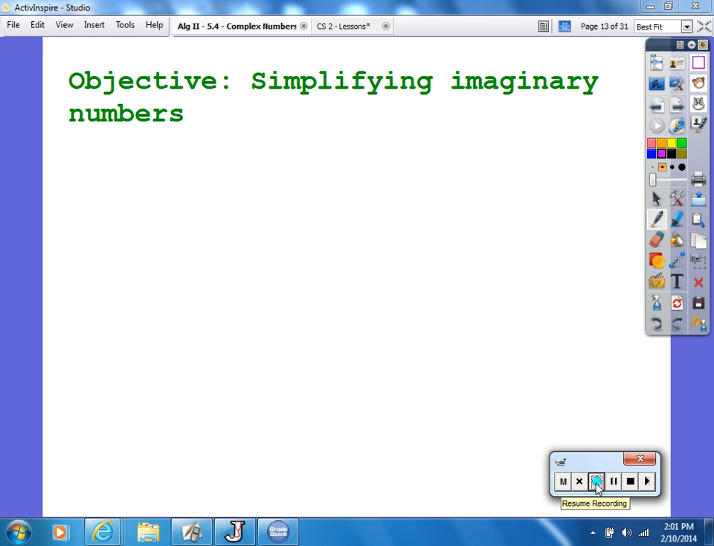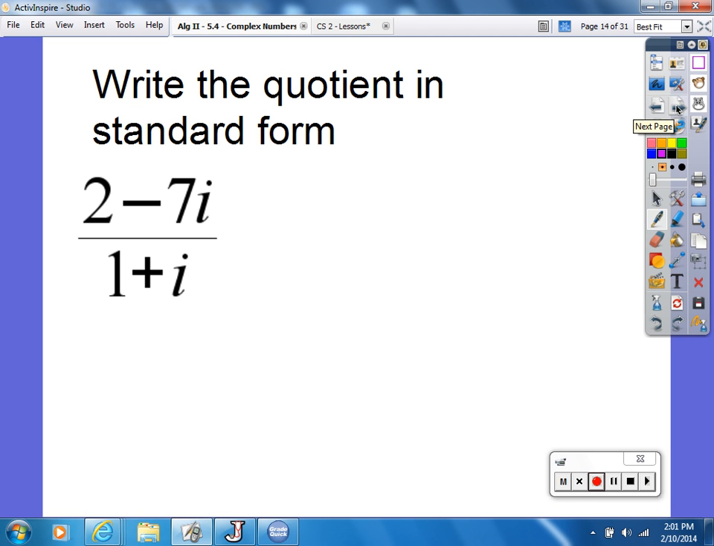So, today we are going to simplify imaginary numbers. We've already added, we've already subtracted, we've already multiplied, so we only have division actually left in the way of operation. So, our first problem: 2 minus 7i divided by 1 plus i.